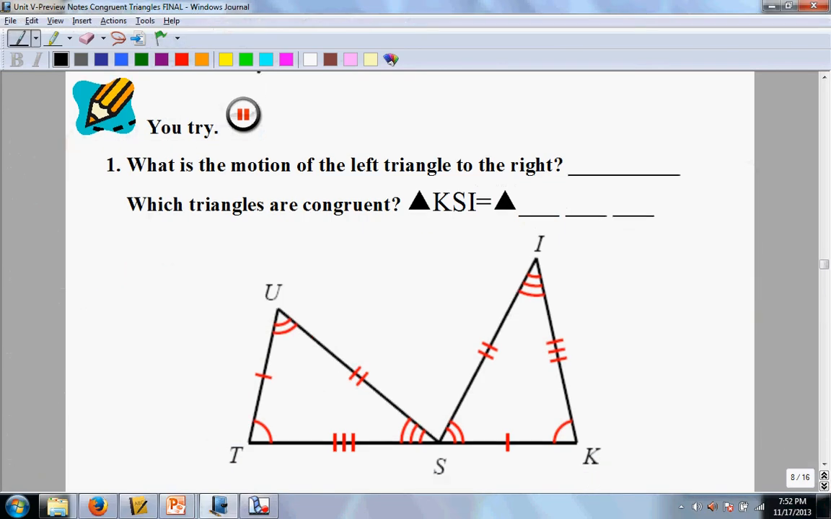Let's see what we have here. First off, what is the motion? And the motion here is a type of rotation. We take the S and we rotate it upward. So it is a rotation.